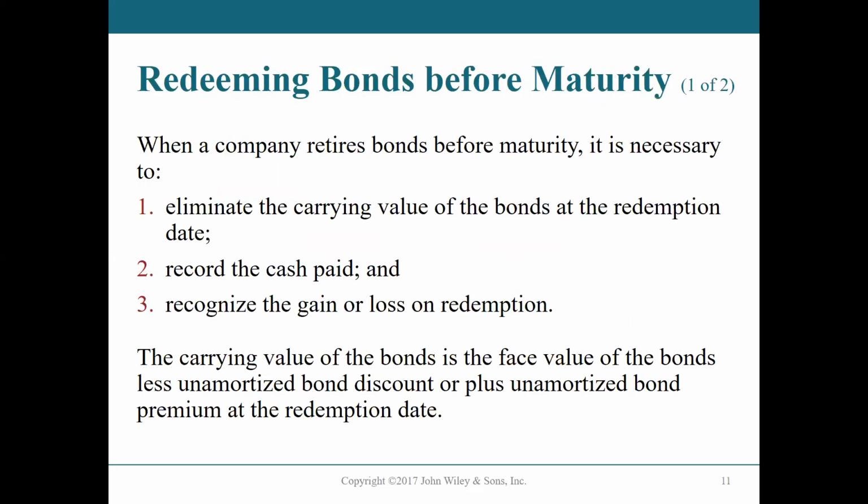And then if we redeem the bond before maturity, we have to eliminate the carrying value of the bond, which is to record the amount of cash paid, and then debit the bond's face value to pay it off, and debit or credit any unamortized premium or discount. Again, this is going to sound confusing until we look at an example. The difference between the amount of cash we paid and the carrying value of the bond is going to be either a gain or a loss.